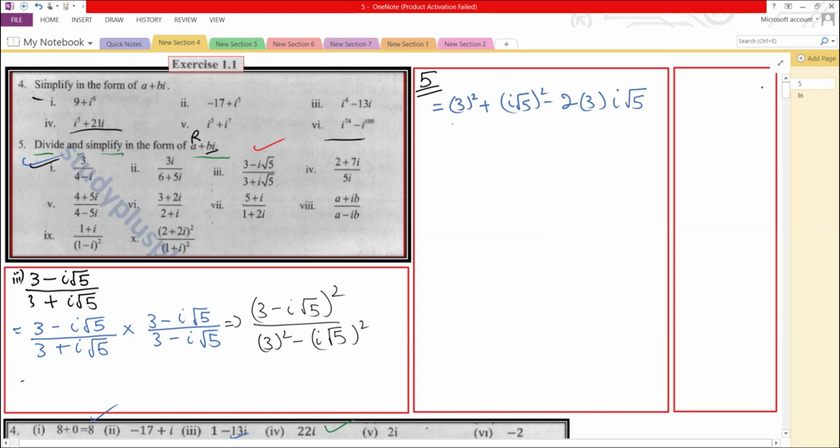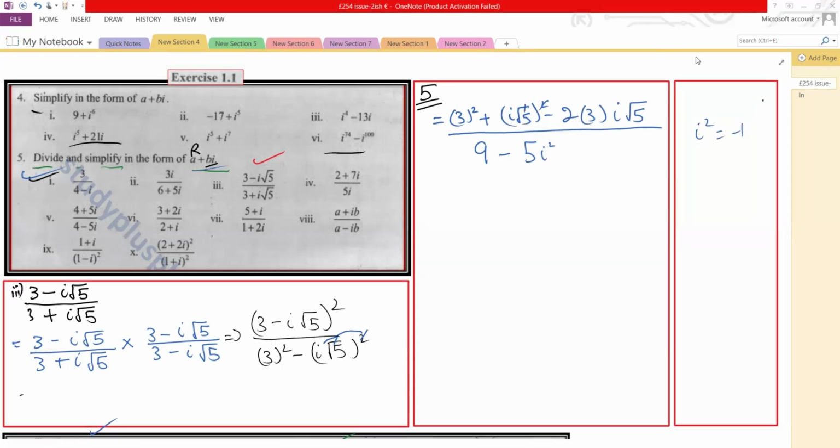Okay. Then the denominator will become what? A square means 3 times 3 is 9 minus this under root, which will cancel this one. Okay. So 5, and this will apply on both. Okay. On iota as well. So it will become iota square.